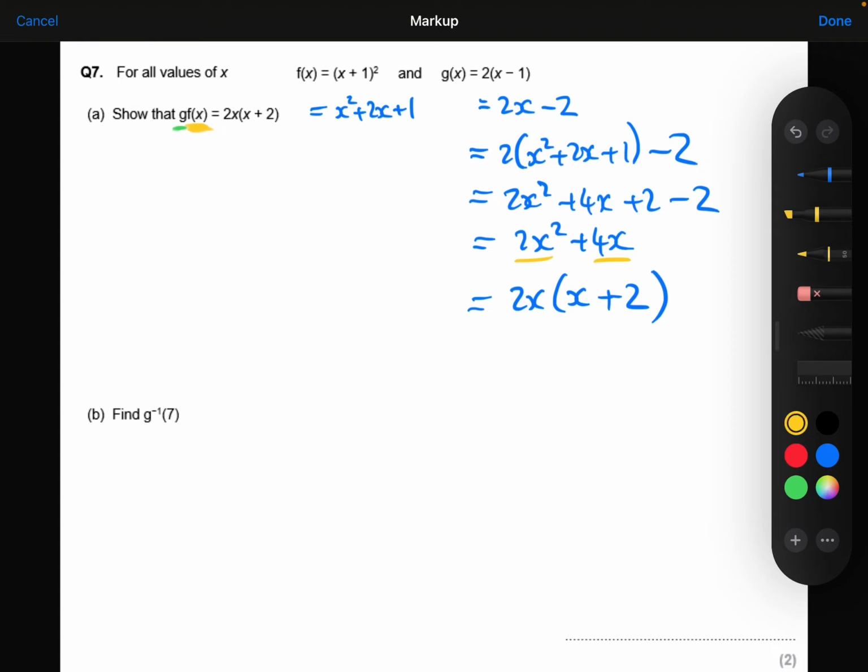Part B wants us to find g inverse of 7. So I want to substitute 7 into the inverse function. So let's find that first of all. Remember that g of x is this. I'm deliberately choosing the g of x that has had the brackets expanded already, just to make my life a little bit easier.